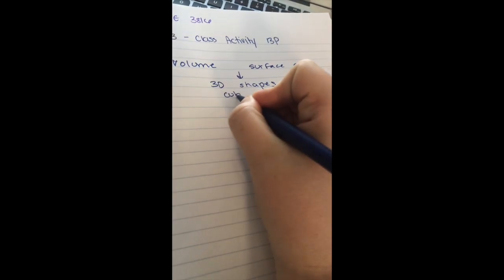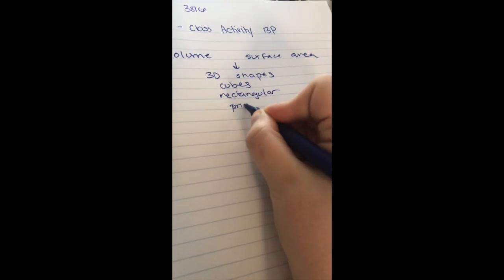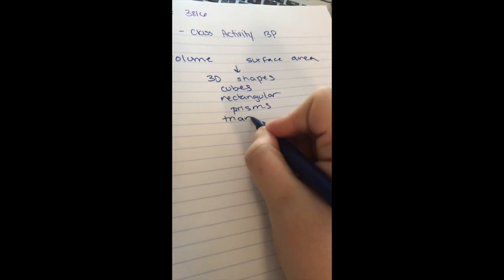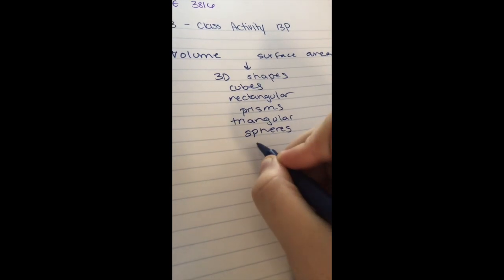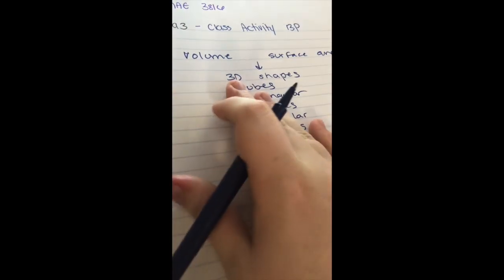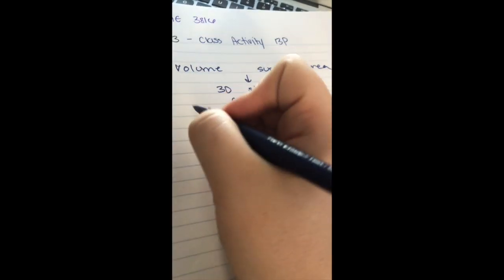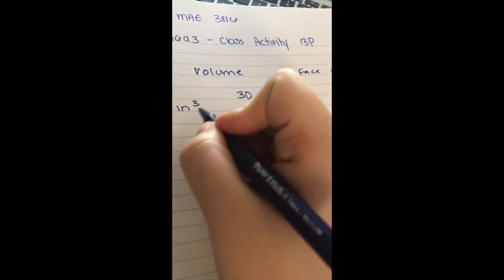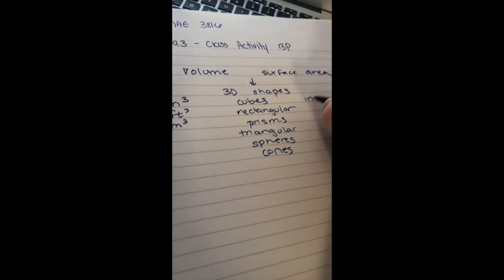We're talking about something like cubes or rectangular prisms or triangular prisms or spheres or cones, and there are a lot of 3D shapes that we can do dealing with volume and surface area. We're dealing with two separate things that both have a lot to do with 3D shapes. Volume specifically is in whatever units cubed, inches cubed, feet cubed, meters cubed, and surface area is still area, so we're dealing with squared.